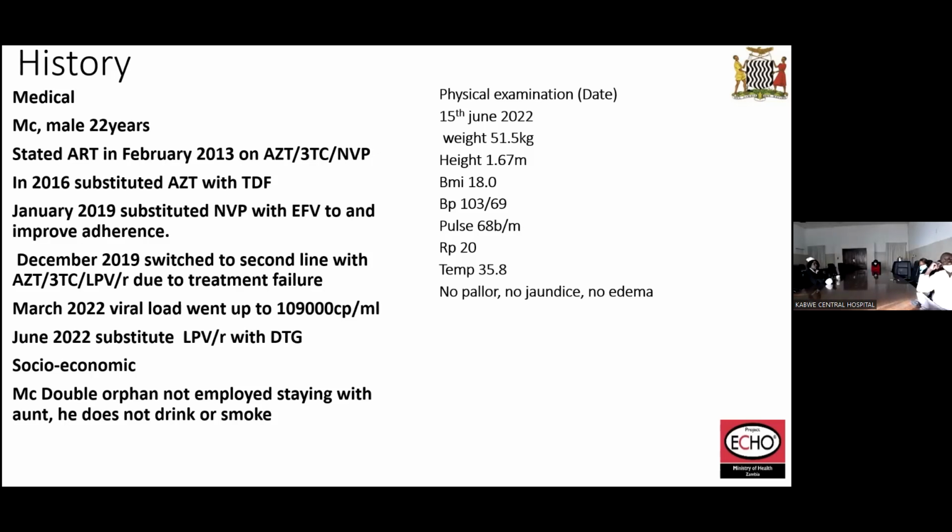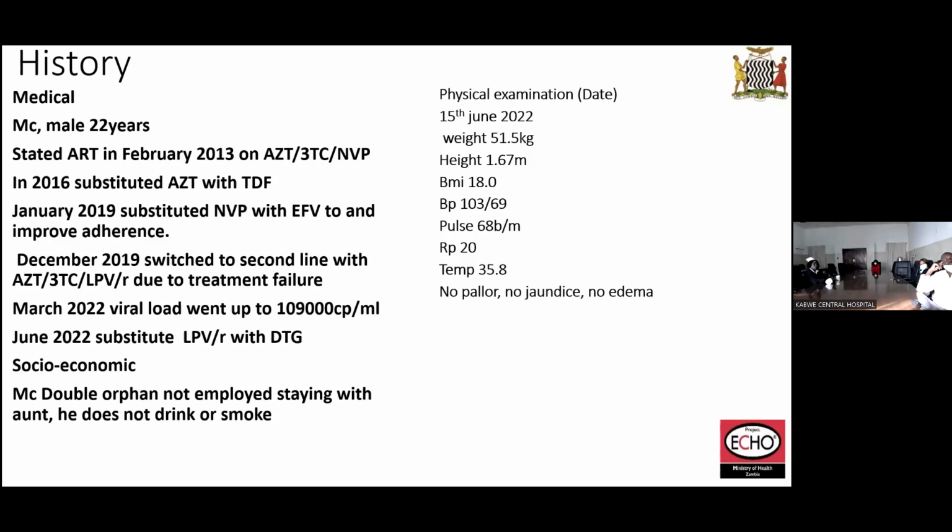By December 2019, due to high viral load, we had to switch to second line, where we had to put him back on zidovudine, lamivudine, and lopinavir boosted with ritonavir due to treatment failure. As we shall see in the next slide, how the viral load profile was.